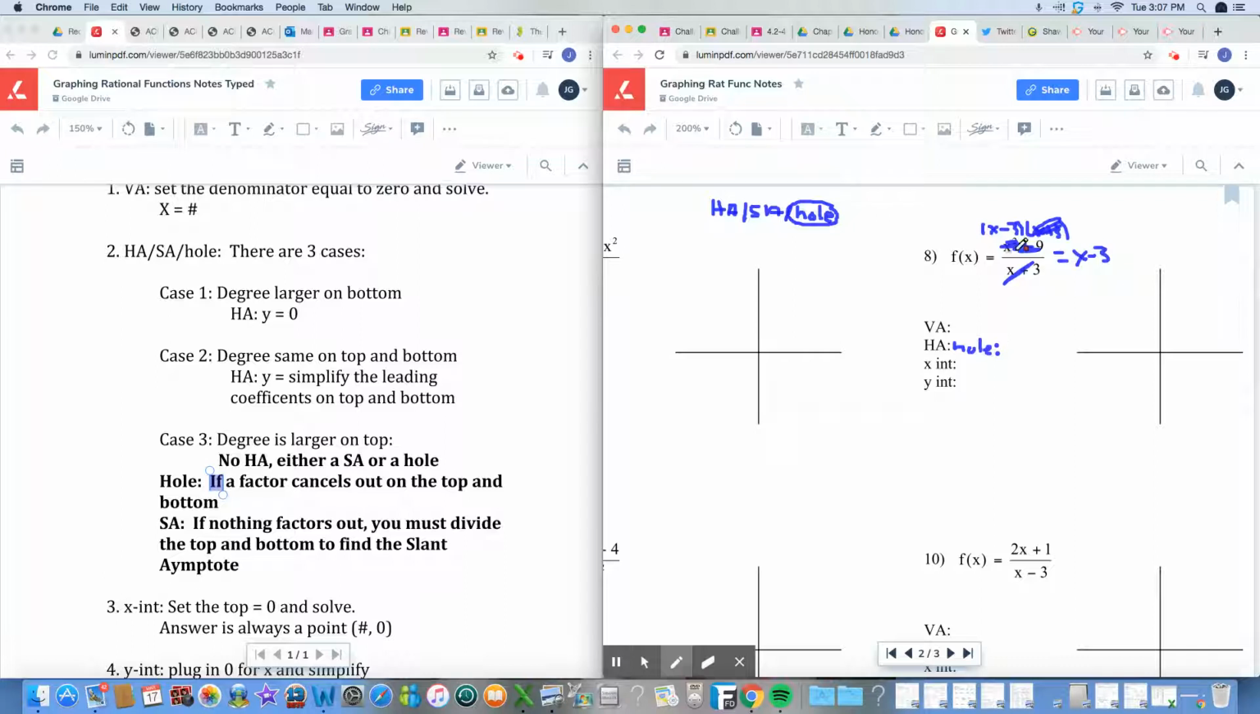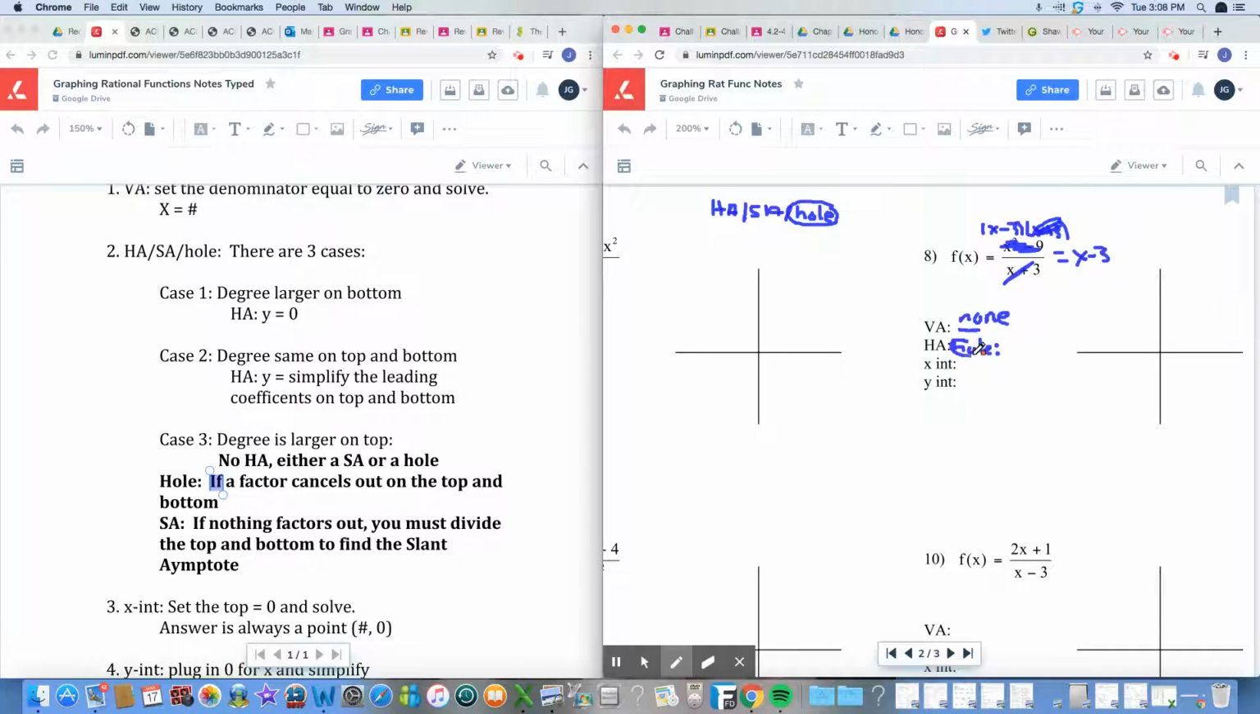So we no longer have a rational function. We now have a linear function. We just have x minus 3. So the graph of x minus 3 is linear, which means we're just going to graph a line with a hole in it. Since we no longer have a denominator, we don't have a vertical asymptote. There is none. You can write none, whatever you want. There is no vertical asymptote.